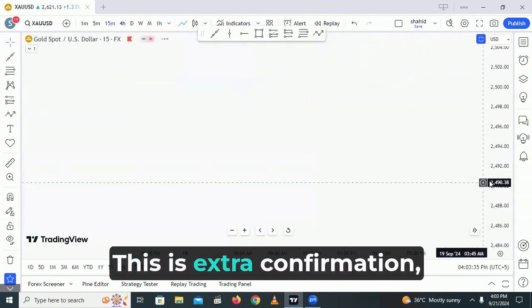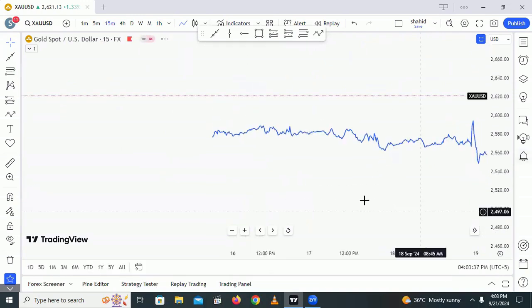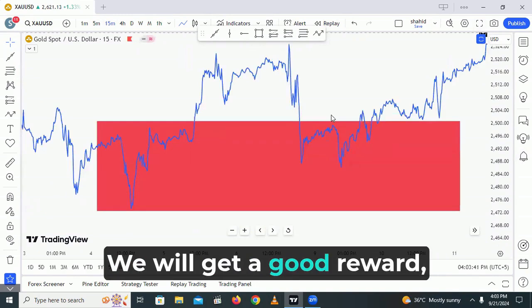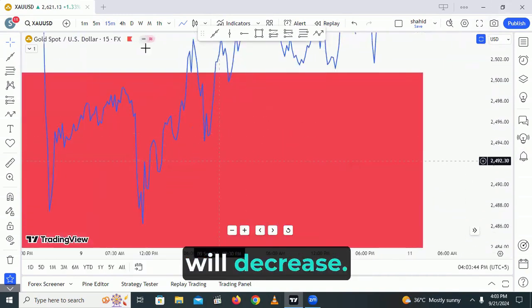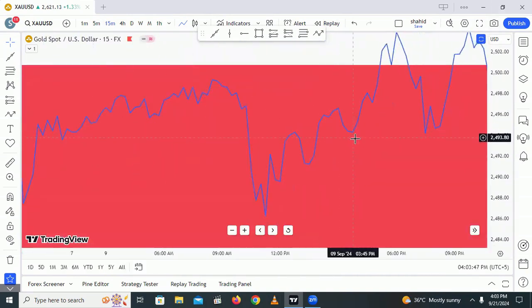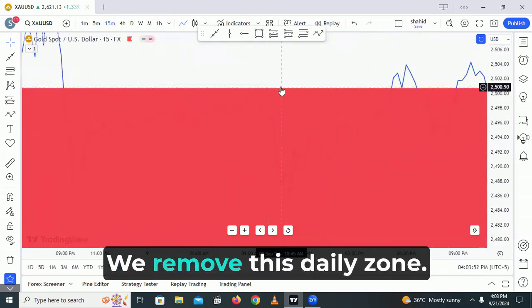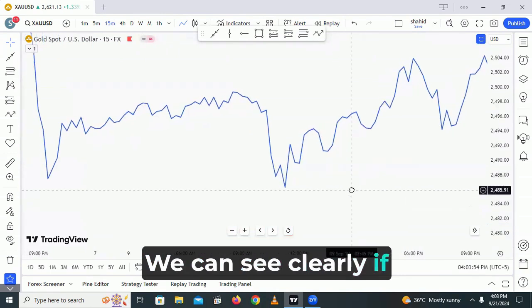This is extra confirmation, and what reward will we get? We will get a good reward and our stop loss ratio will decrease. We remove this daily zone. We can see clearly if anything is visible.